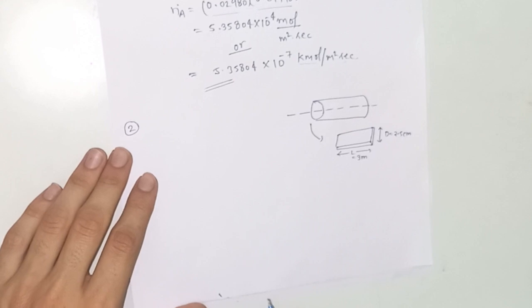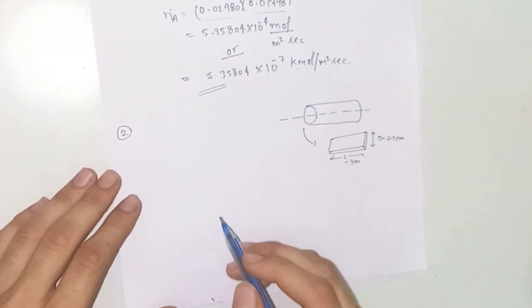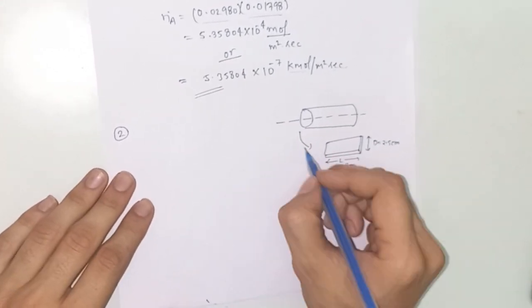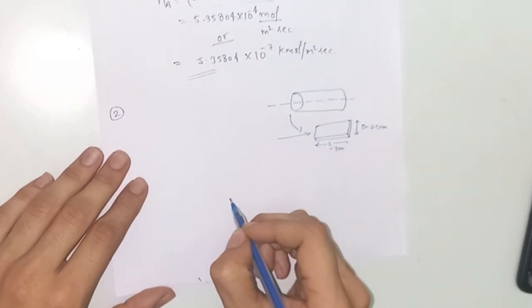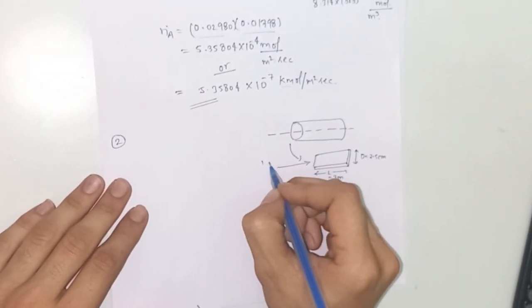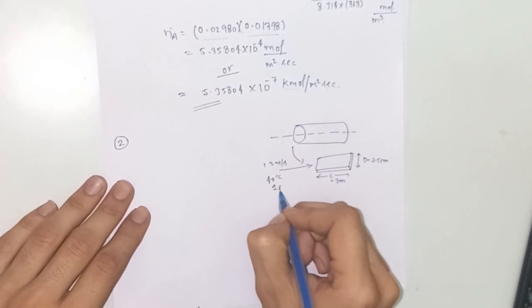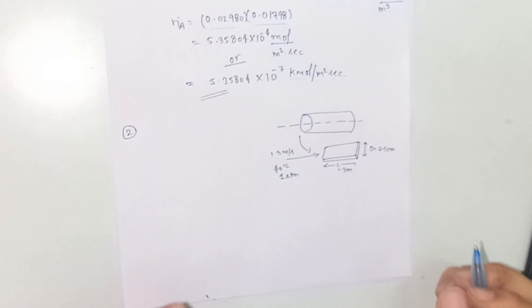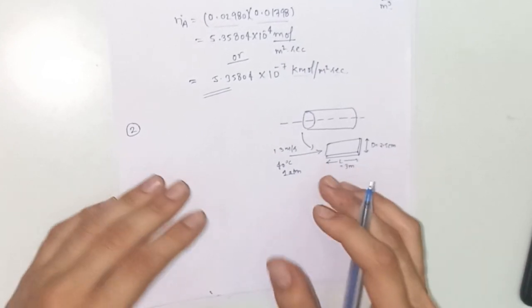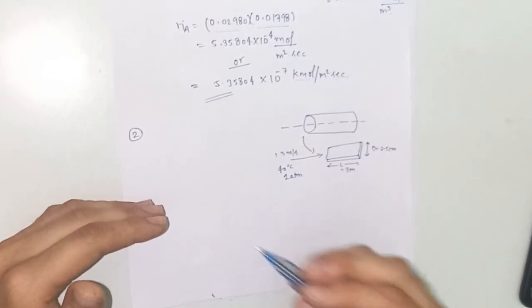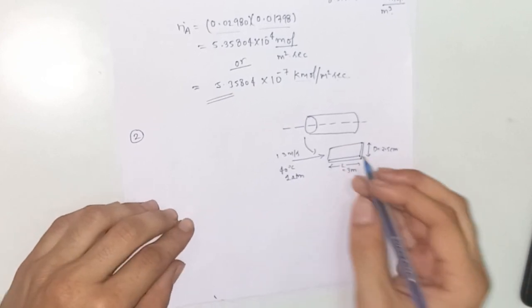So the main question is that now the same air, same temperature, same pressure is flowing through this flat plate at the same velocity, 13 meters per second, at the same temperature and pressure conditions. Now we need to find out the molar flux or the molar transfer rate of naphthalene into the air.